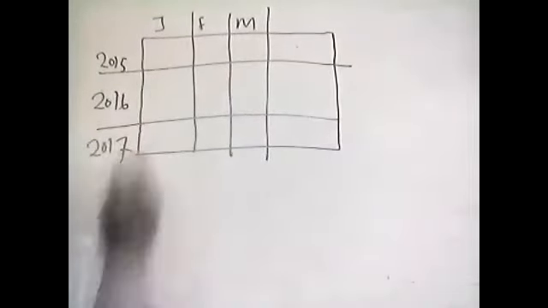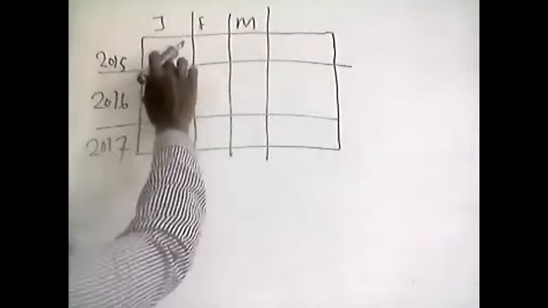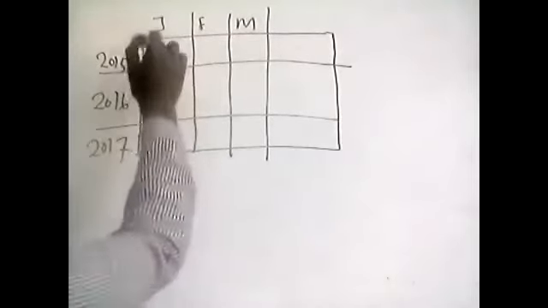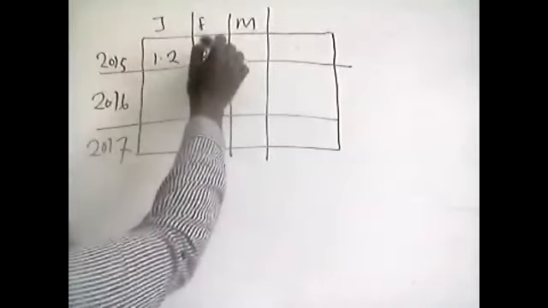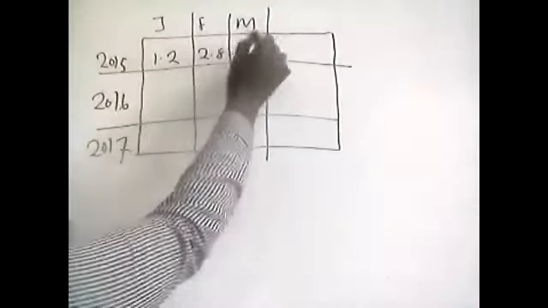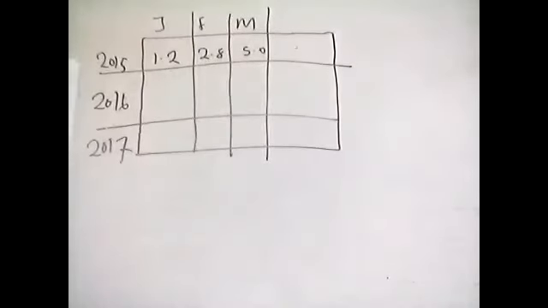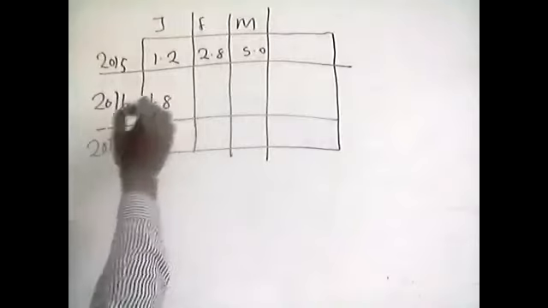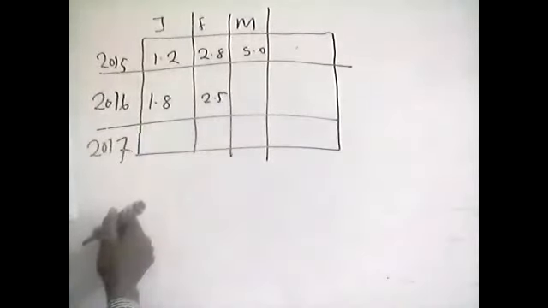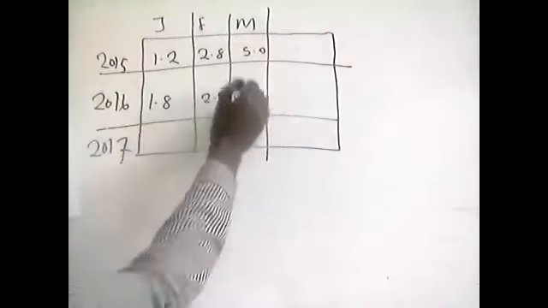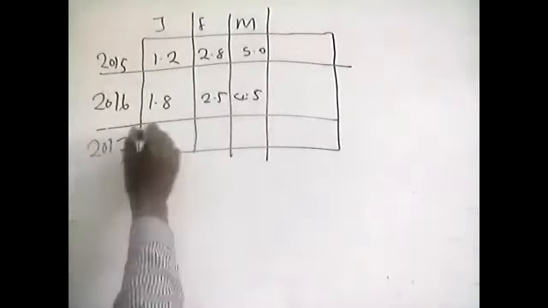So now for January, in 2015, the data that was collected for January was 1.2. In February, it was 2.8. And in March, it was 5.0. And now I come to 2016. 2016, we have 1.8, 2.5, and then 4.5.